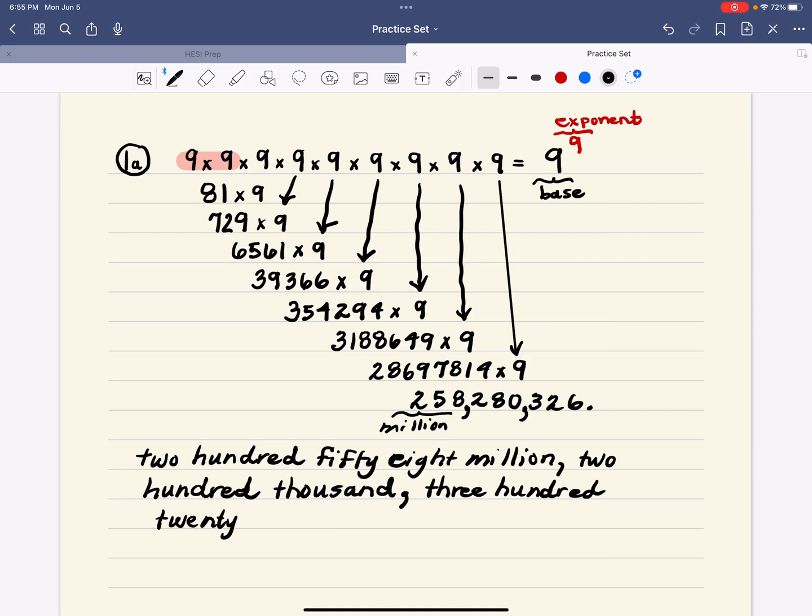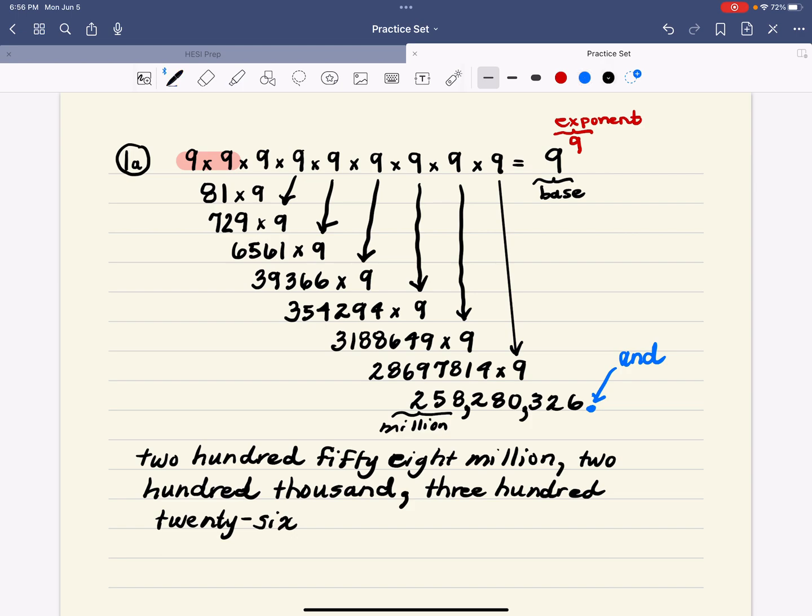Notice I have not used the word and anywhere in here. The only time you can use the word and is for that thing right there. The decimal point is the and.